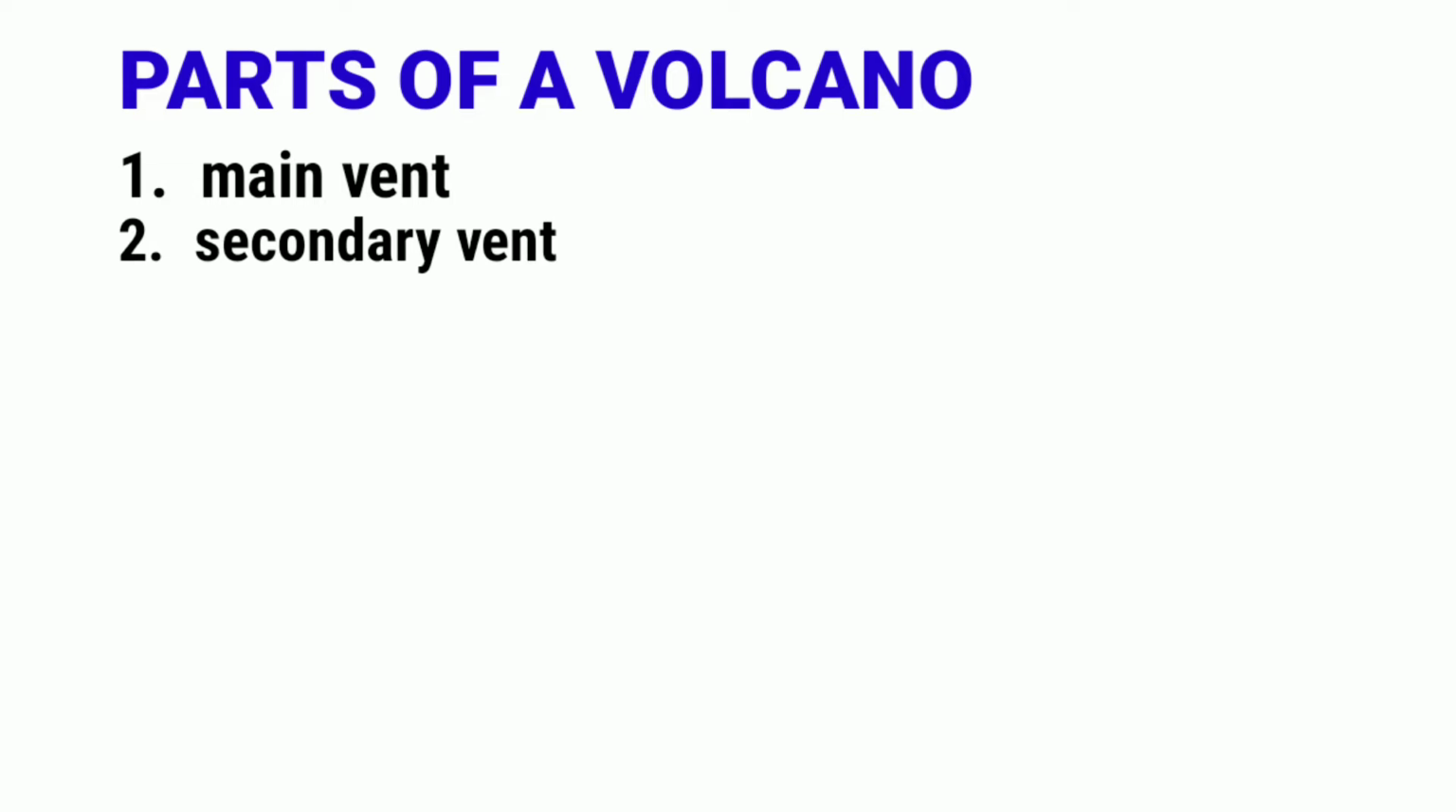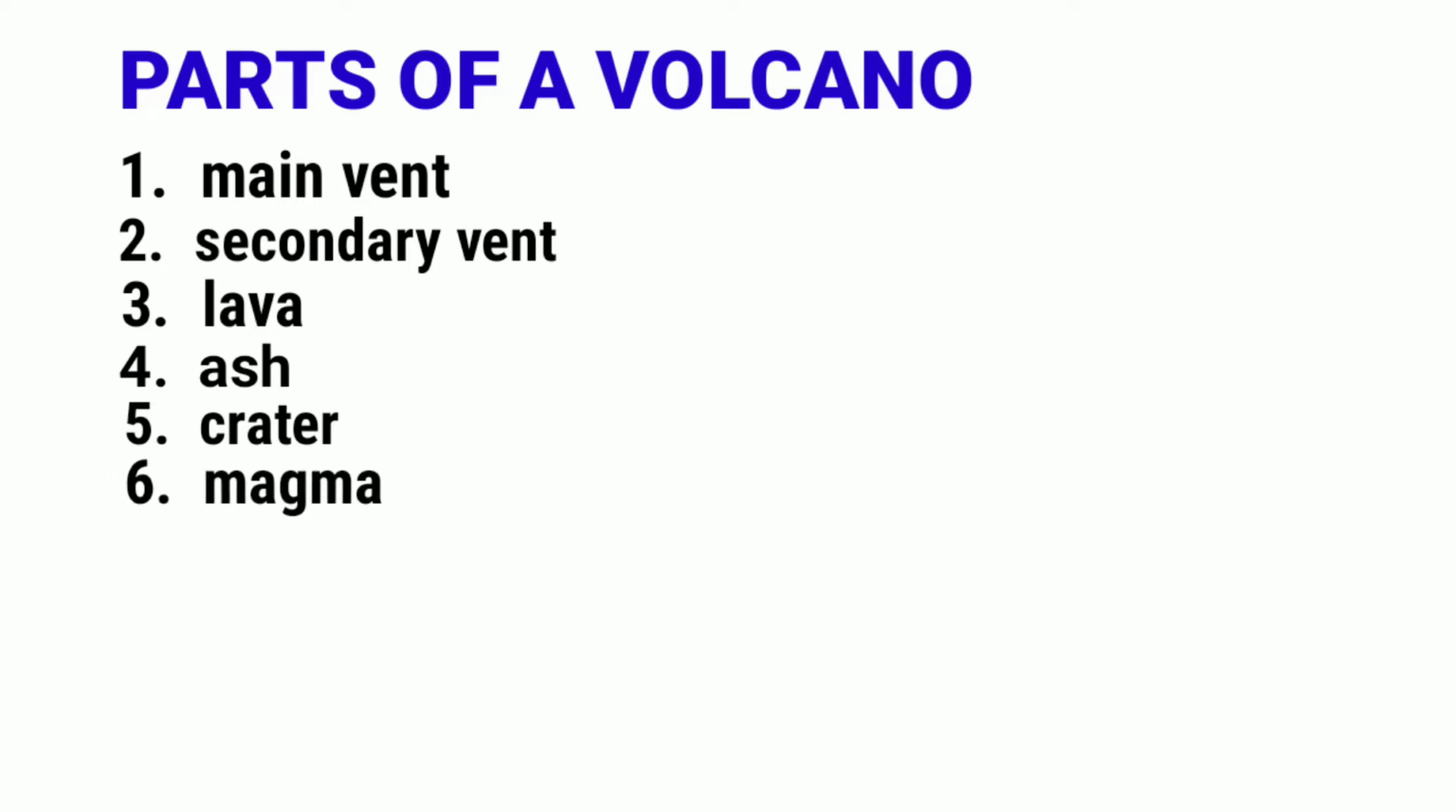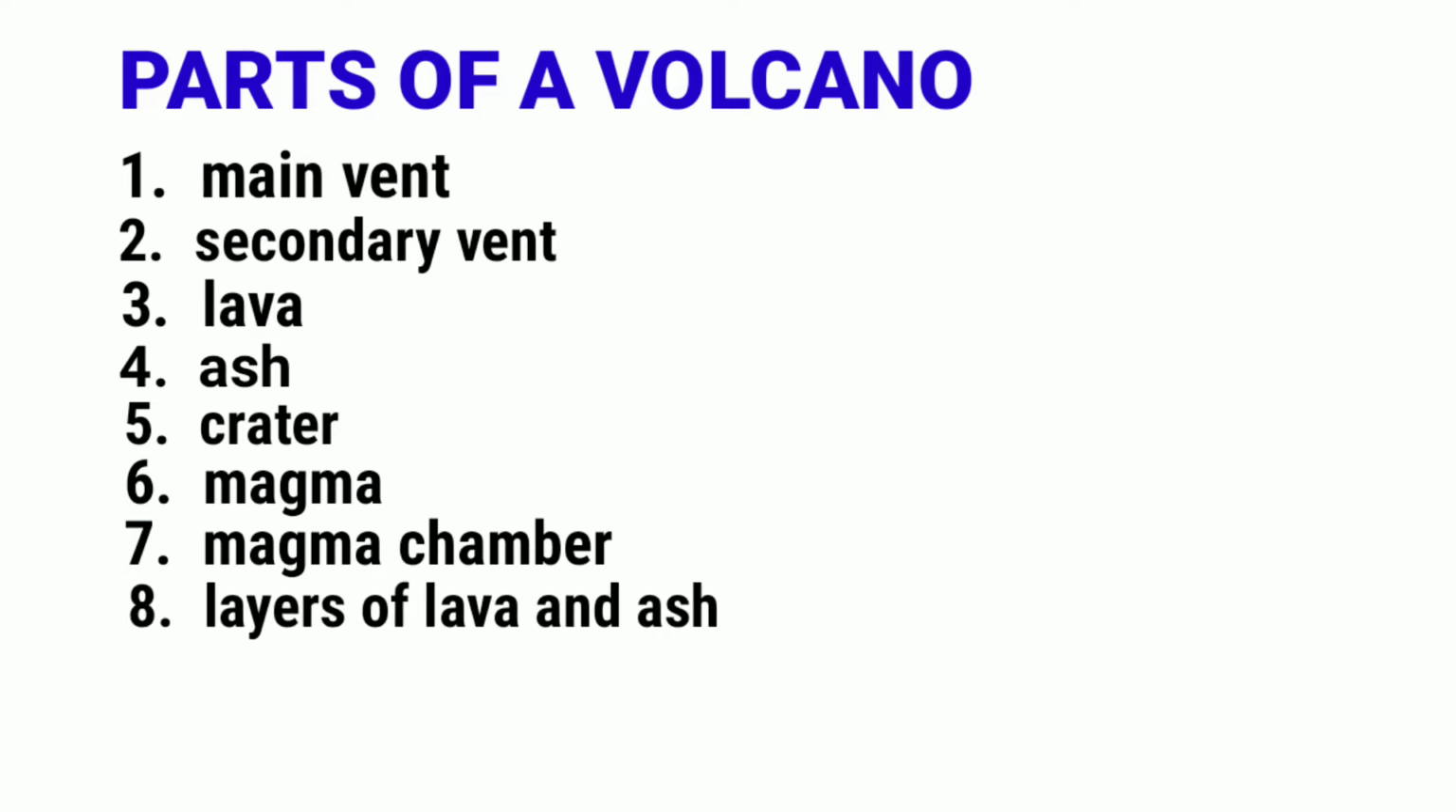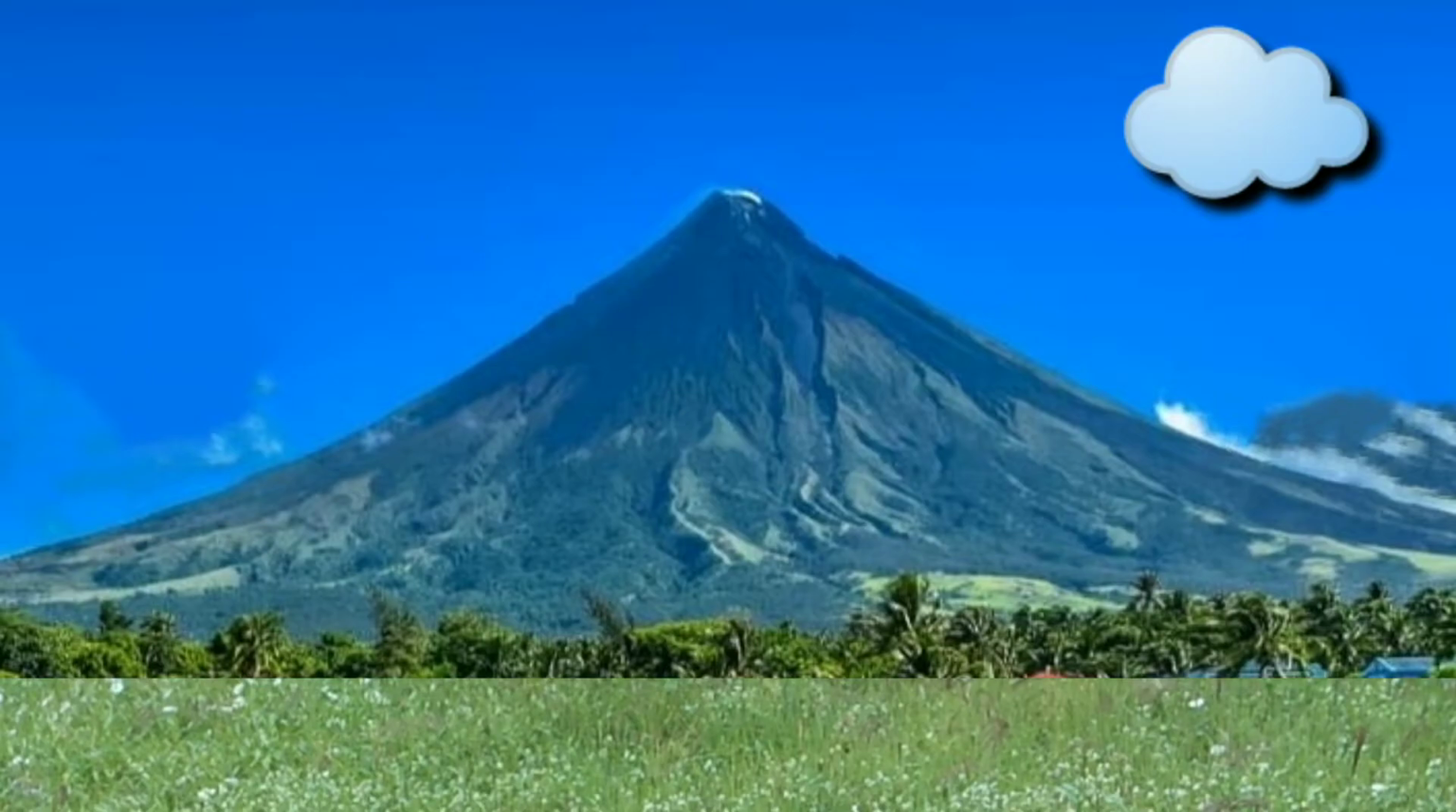Here are the following parts of a volcano. 1. Main vent. 2. Secondary vent. 3. Lava. 4. Ash. 5. Crater. 6. Magma. 7. Magma chamber. 8. Layers of lava and ash.